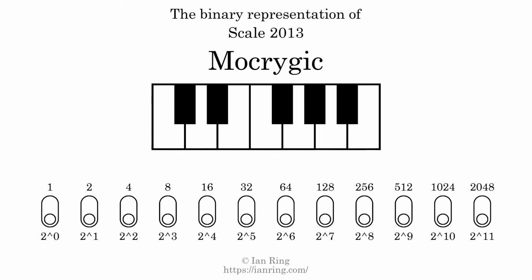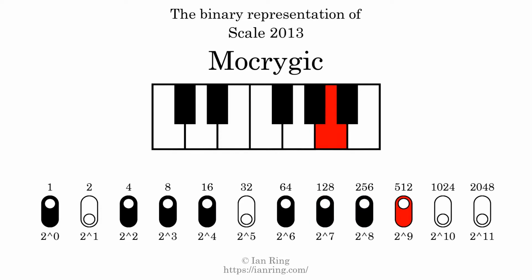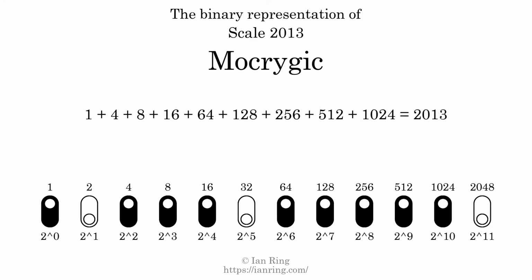The binary representation of this scale is determined by mapping tones of the scale to binary digits. Each binary digit represents a power of 2. To get the scale number, we add the powers of 2 together. The powers of 2 that are present in the scale, all added together, equals 2013. That is why the scale number, in decimal, is 2013.